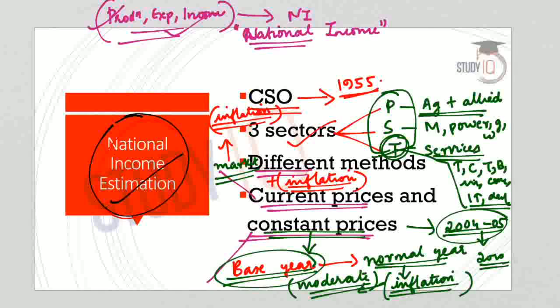Now the national income also does not contain data from some activities like illegal activities. For example, smuggling, gambling, etc. are considered to be illegal activities. So data from such illegal activities are not included in the national income.